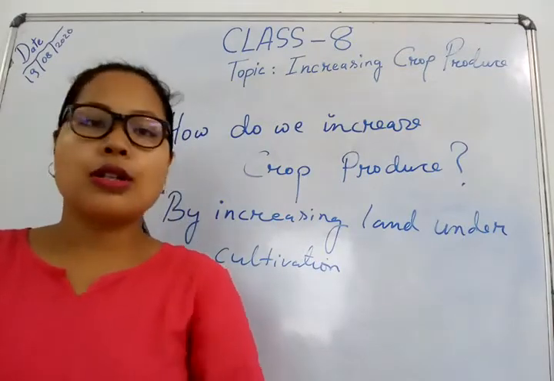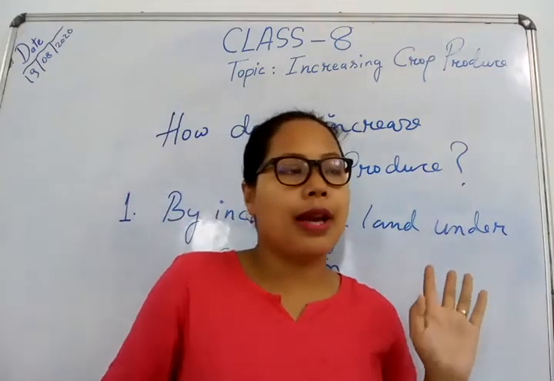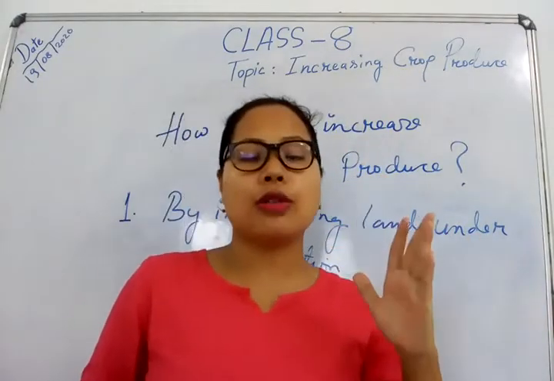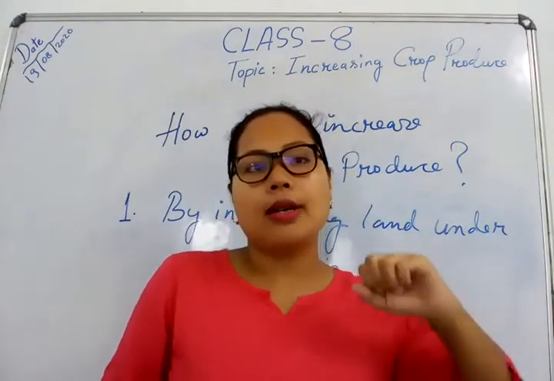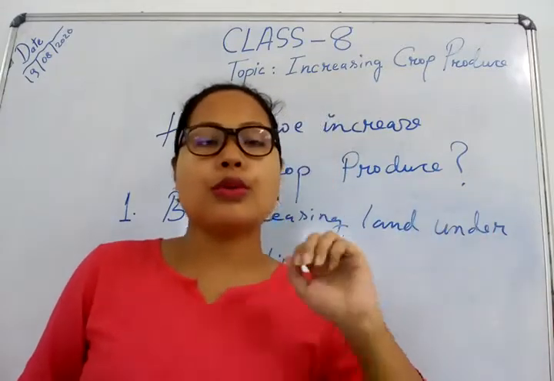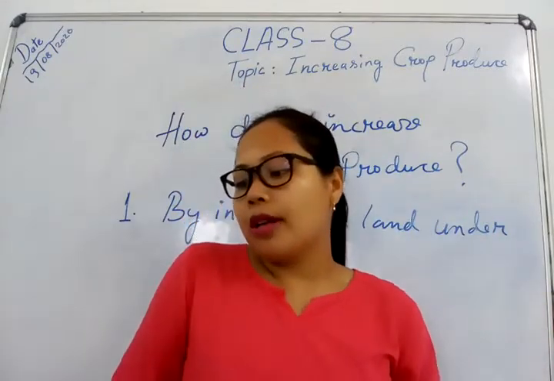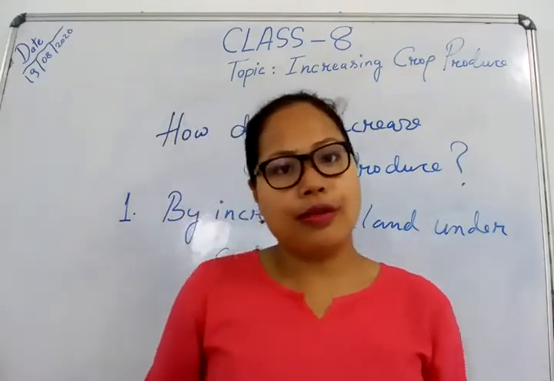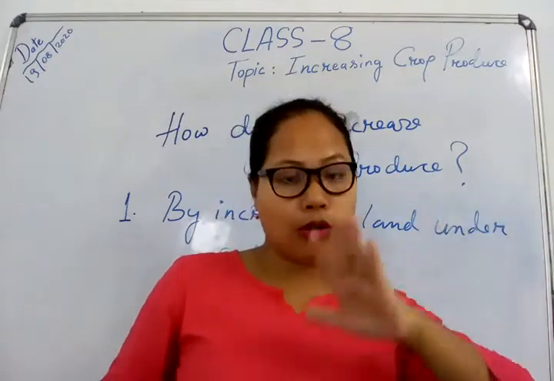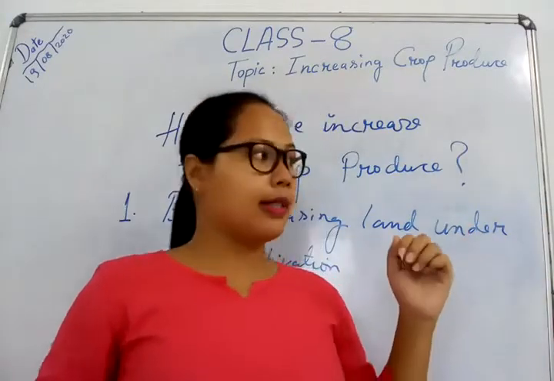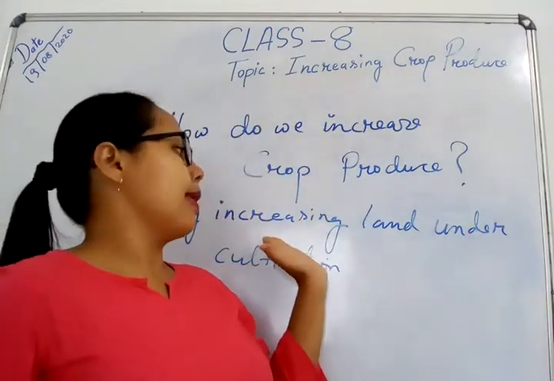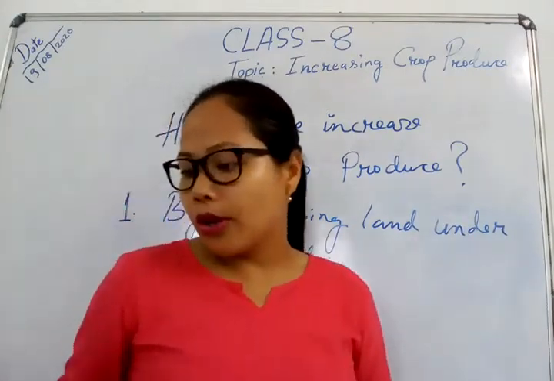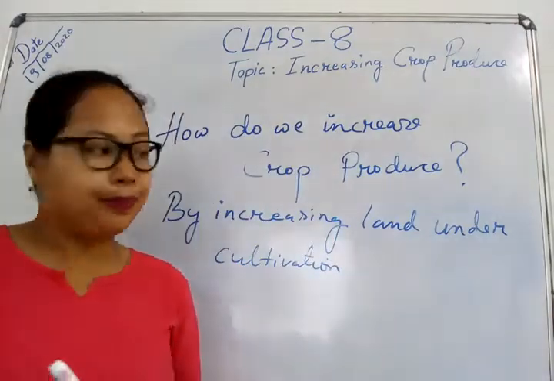Alright. So until your last classes, we have been discussing methods of crop production, right from preparation of soil to storage. This method is suitable for increasing crop produce. And this is the alternative way of this method: increasing land under cultivation. And what are the ways again?